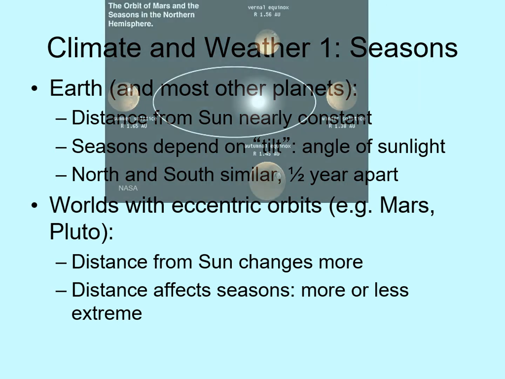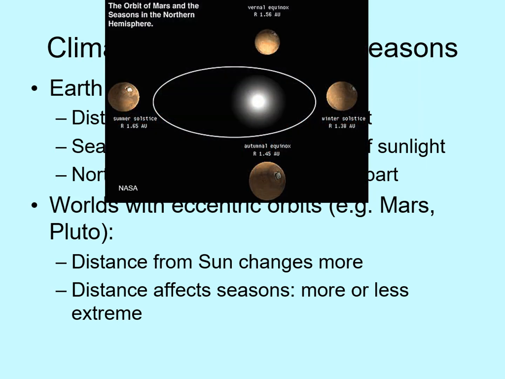Have a look at this diagram of the seasons on Mars. The eccentricity of the orbit is exaggerated, but the idea is correct. When the planet is closest to the Sun, the southern hemisphere is tilted towards the Sun, while the northern hemisphere is tilted away. When the planet is farthest from the Sun, these are reversed. The southern hemisphere is tilted away, and the northern hemisphere is tilted towards the Sun.